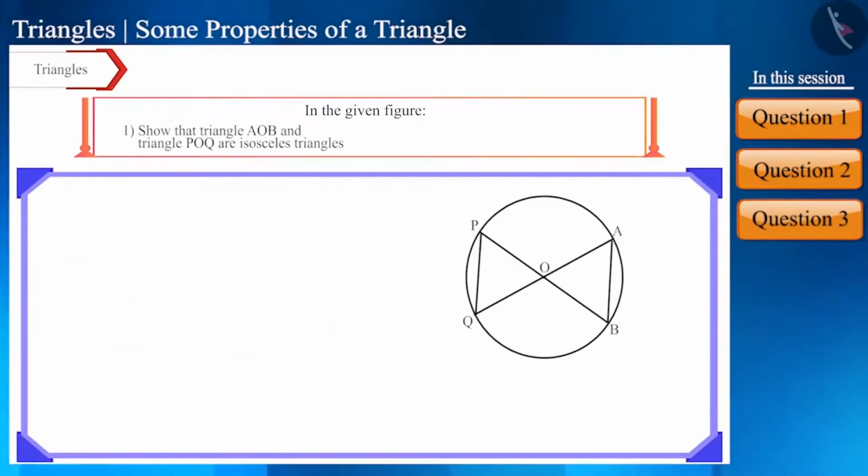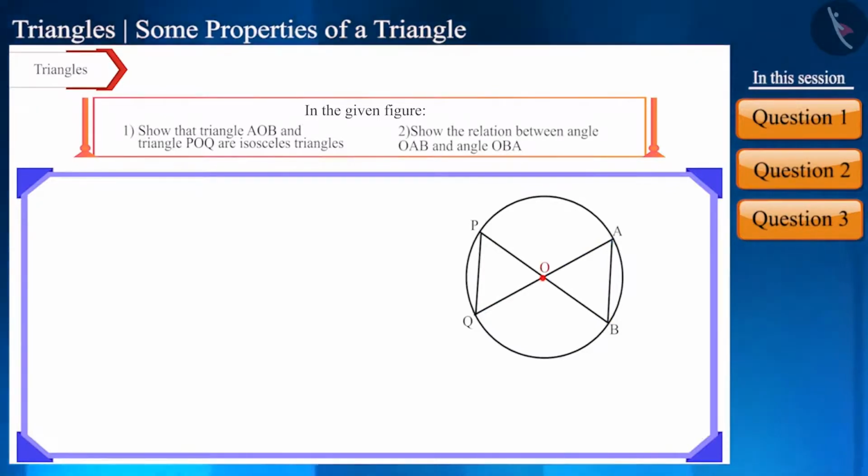Moving ahead, let's solve another question. Friends, look at the figure and show that triangle AOB and triangle POQ are isosceles triangles. And tell the relation between angle OAB and angle OBA.